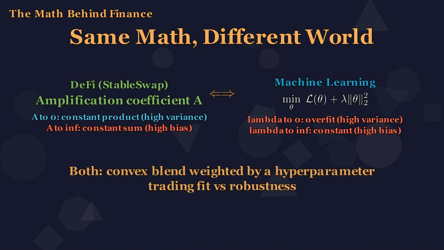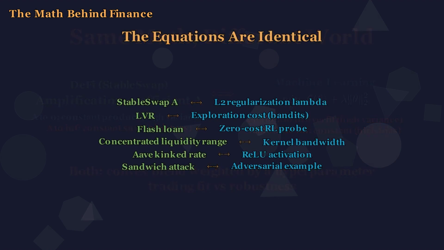The mathematical signature is identical. Both are convex combinations weighted by a hyperparameter. Both trade off fit versus robustness. Choosing the optimal A for a Curve pool is formally the same problem as choosing the optimal lambda for a regression model. And this is not the only bridge.